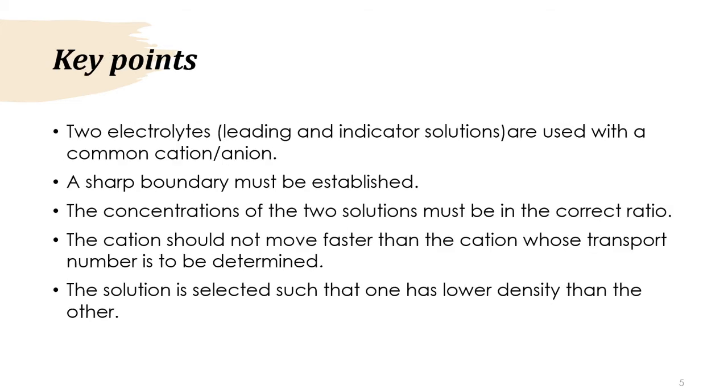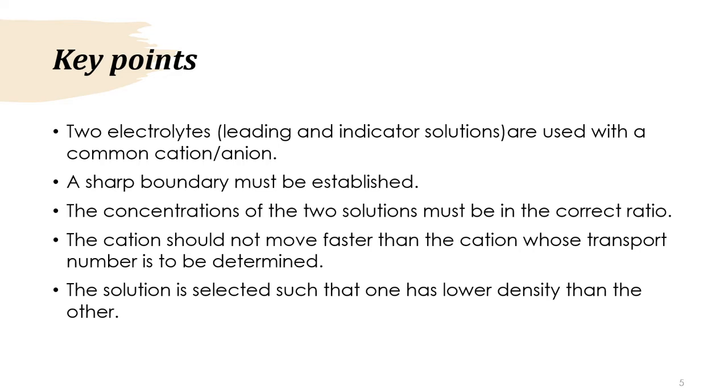So the key points in doing the moving boundary: it involves two electrolytes, the leading and indicator solutions, and they must have a common cation or anion. In this case, it has a common anion, which is Cl minus.